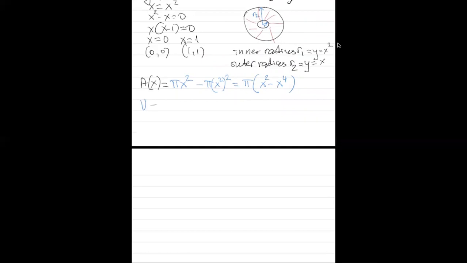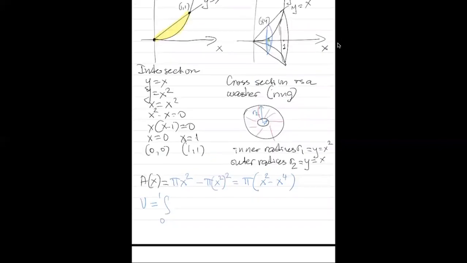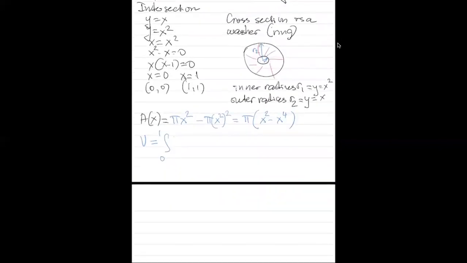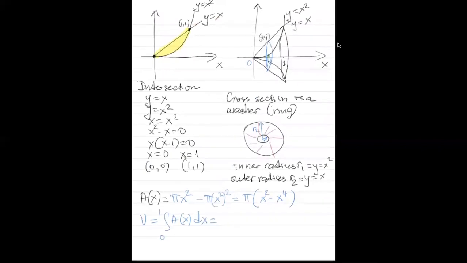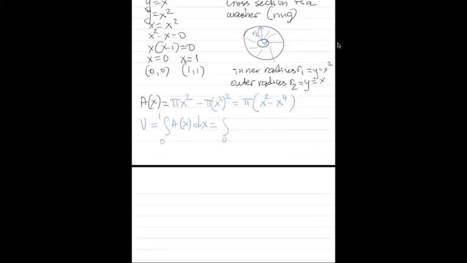So now the volume should equal the integral from 0 to 1. As we're slicing this solid, we're slicing it from 0 to 1, so these are the boundaries, A of x dx. Everything is in terms of x because we're rotating around the x-axis, a horizontal axis. Now we substitute our A of x, which is pi times (x squared minus x to the fourth) dx. Evaluate this: pi times (x cubed over 3 minus x to the fifth over 5), evaluated from 0 to 1. You should get 2 pi over 15.